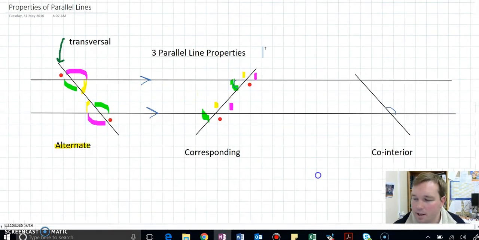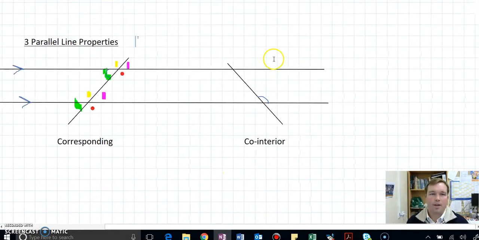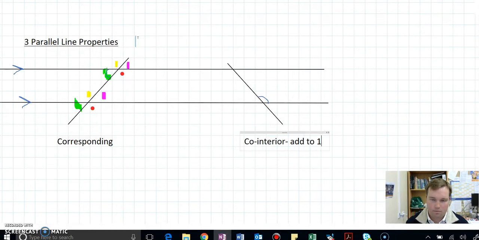This one here, a little more complex, co-interior. Co-interior, they add to 180. So a pair of co-interior angles would be this one and this one. Note, I haven't made them the same color because they're not the same angle. And you can see by looking at them, they're not the same angle. But if you add them up, they equal 180.